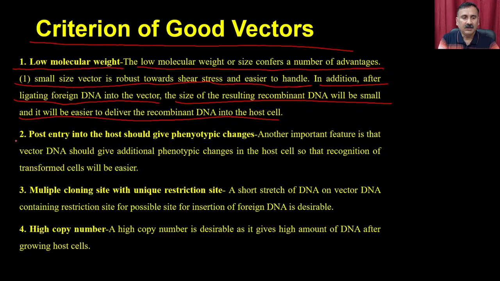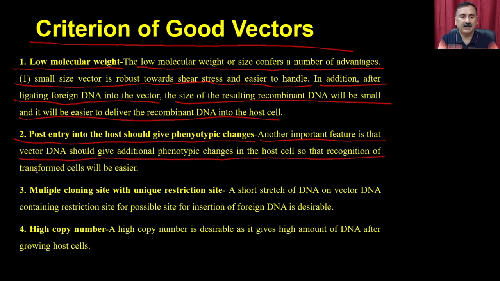Then, the vector's entry into the host should give a phenotypic change. That is very important, right? Another important feature is that the vector DNA should give additional phenotypic changes in the host cell so that recognition of the transformed cells is easier, which means it should show some phenotypic change, like the cell turning green. If I can easily recognize which cells have received the DNA and which have not, simply because the DNA-containing cells are green, blue or white in color, that phenotype helps me identify the transformed host.